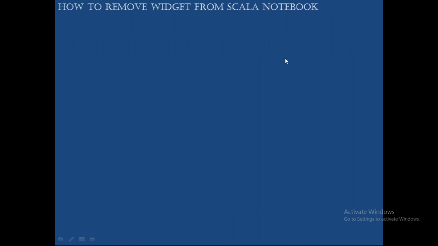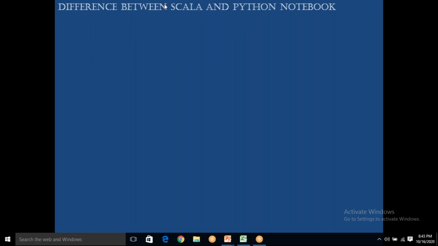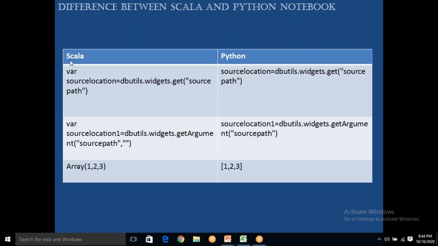Now click on next one, how to remove. Remove is the same in both cases. Here you just have to pass the widget name to remove a single widget. If you want to remove all the widgets, we have to use removeAll. Now you can see the difference between Scala and Python. Here in Scala, as we discussed, it's var, but in Python you need not mention whether it's a mutable or immutable object. In Scala you need to define whether this particular variable is mutable or immutable. Here you are not mentioning.